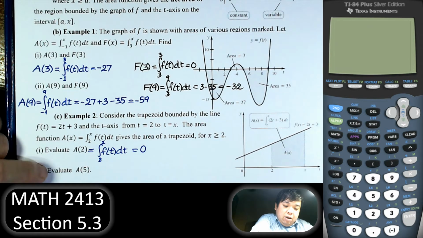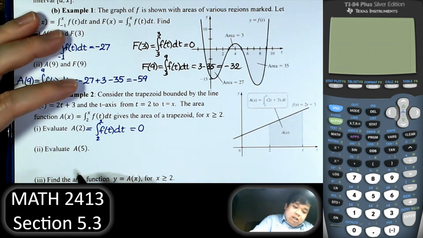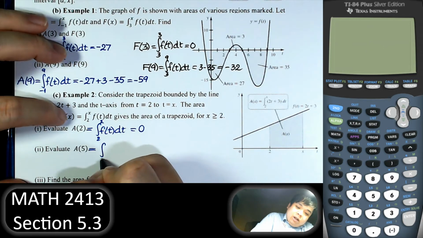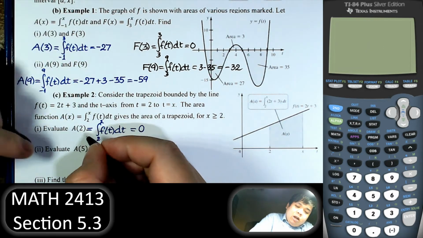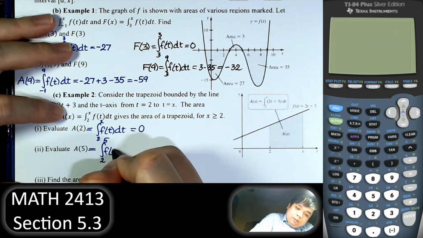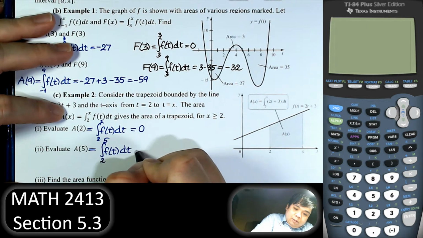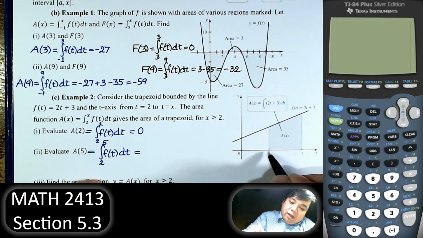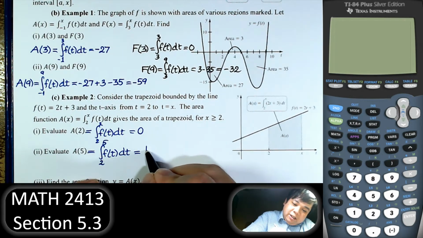Next, evaluate the area from 2 to 5, which is A of 5, meaning put 5 in for x, which is the upper limit here. Now, if we just want to draw it, it is a trapezoid, right?